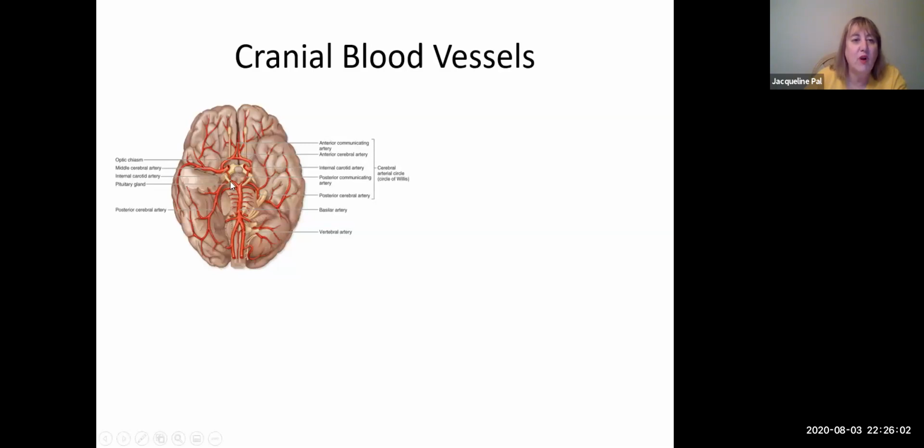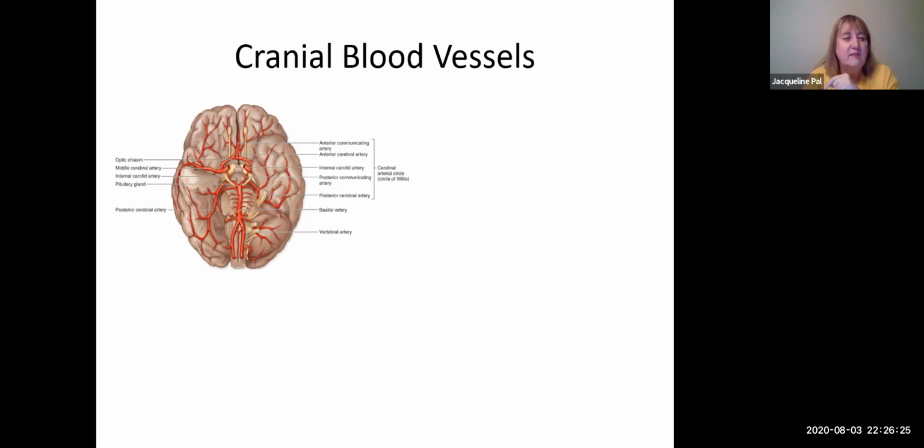And so all 4 of these blood vessels are dumping blood into this circular structure known as the circle of Willis, or the cerebral arterial circle. And this is one of those places in the body where we have an anastomosis as opposed to end arteries. And so that's really good for your brain circulation.